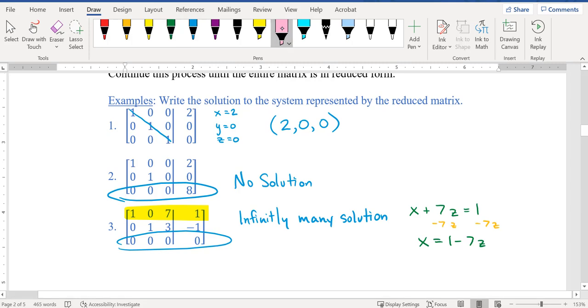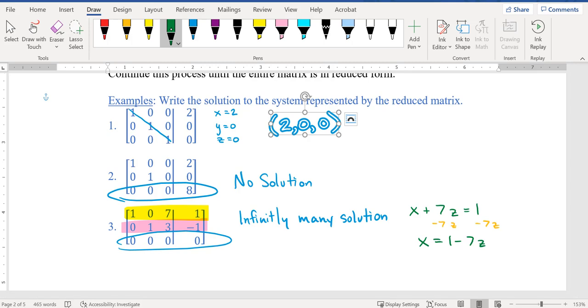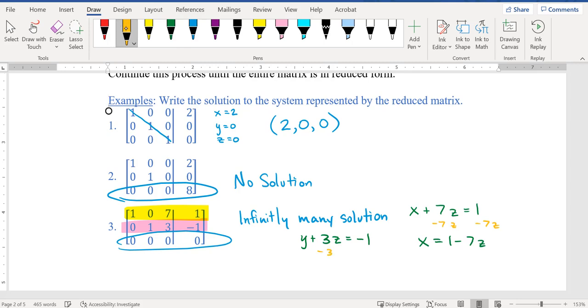Okay, now let's look at row number 2. What does row number 2 tell us? Row number 2 says that y plus 3z equals negative 1. Solving for y in terms of z, subtract 3z from both sides, and I get y equals negative 1 minus 3z. Now, remember that row number 3 was all zeros, right? So that means that z can be anything.